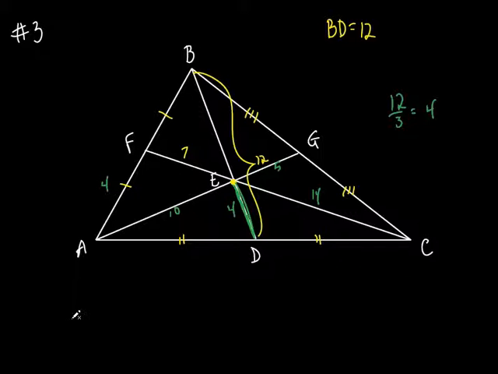AB. I'm looking for AB. AB would be 8. Because look, this would be 4, wouldn't it? Because it hits the midpoint. So the whole thing, they're equal. That's why this is 4. And then AB is 4 plus 4, which is 8.